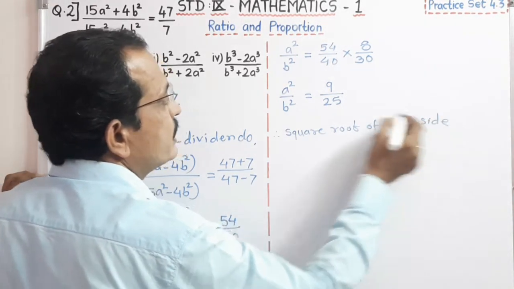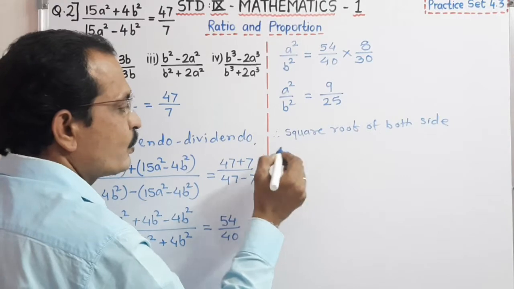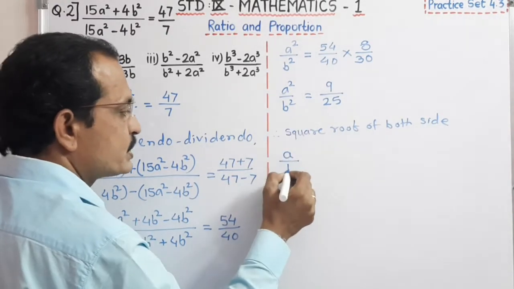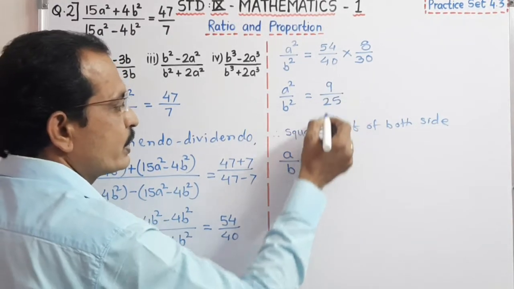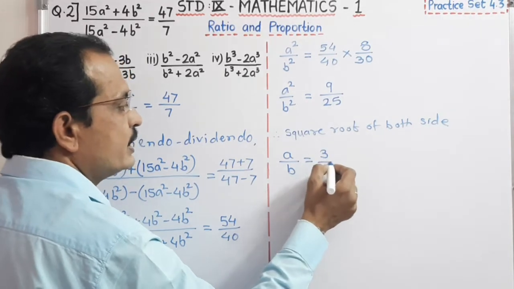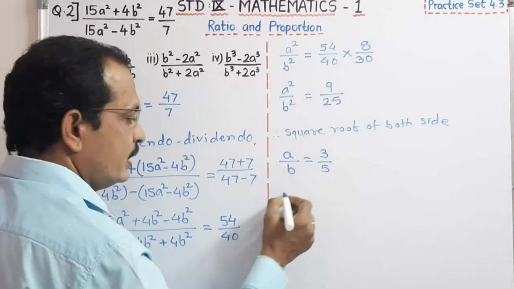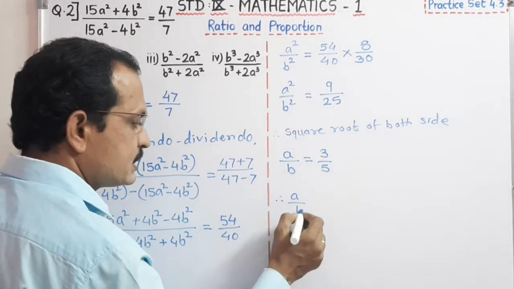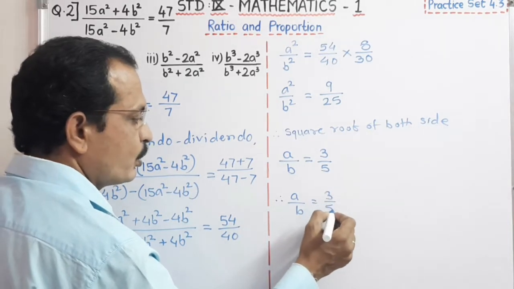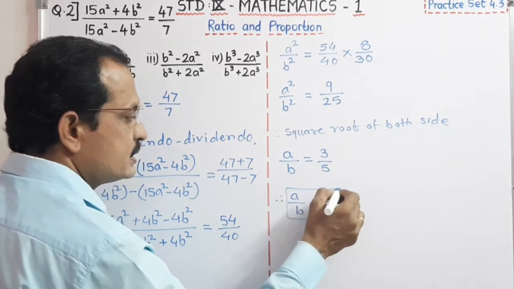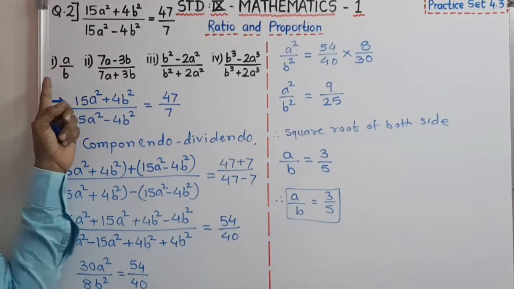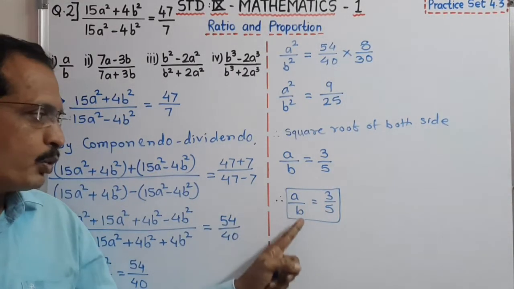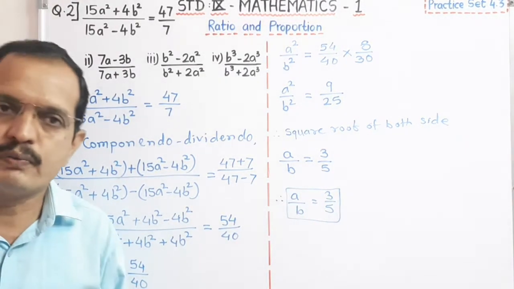Because, dear student, it is a square. Square root of a square is a, square root of b square is b, which is equal to square root of 9 is 3 and square root of 25 is 5. Therefore our final answer, a upon b, is 3 upon 5. This is what we required. We got the ratio a upon b is equal to 3 upon 5.